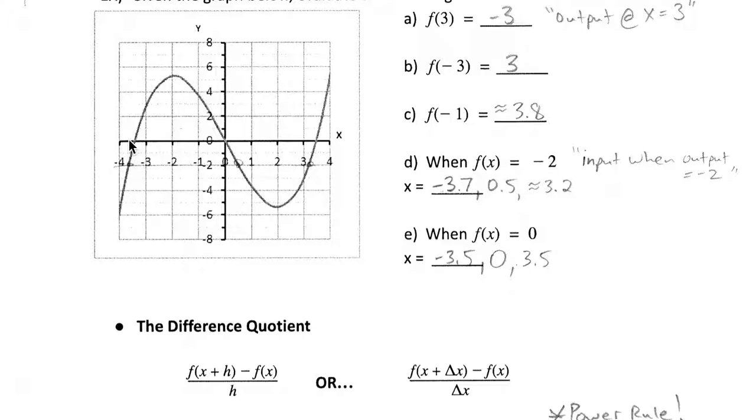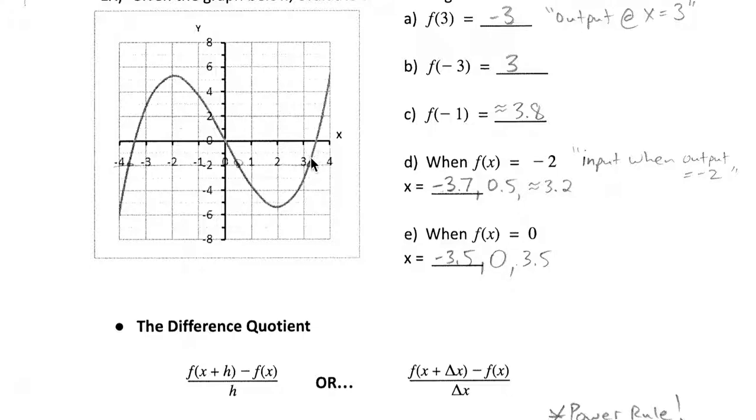Right here, if we trace it up to the x-axis, it's about 3.7-ish. Here, the input that gave us that output is about 0.5, right in between 0 and 1. And then lastly, the input that gave us this output right here, about 3.2.